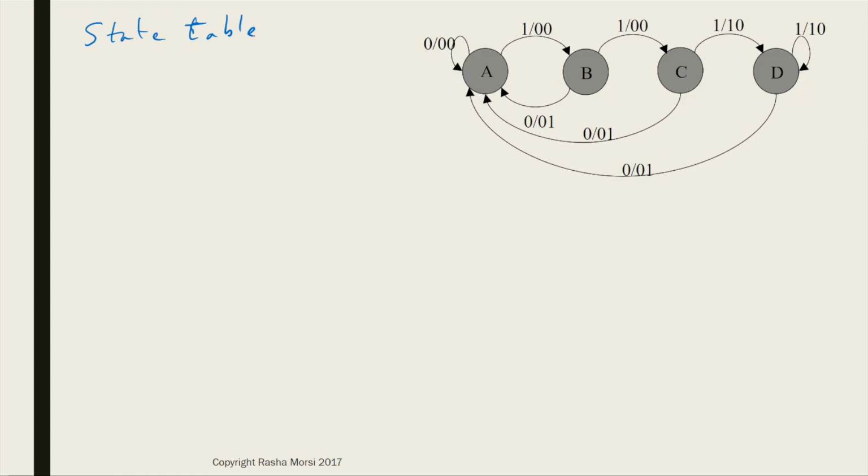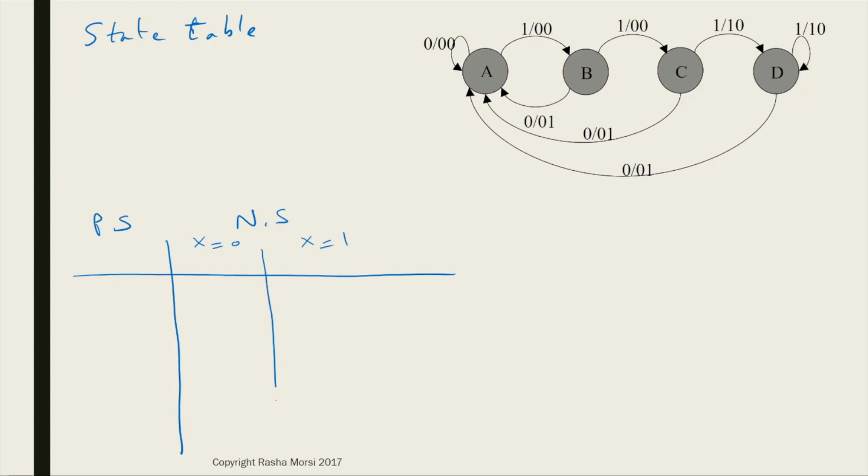So we're just going to write state table here, and then we'll start drawing the table. The table will have 2 main columns. The first column will be our present state, and the second column will be our next state. And next state could be when X is 0, and it could be when X is 1. After that, we're going to label using our state variables, Q1, Q0, on each one of those columns.